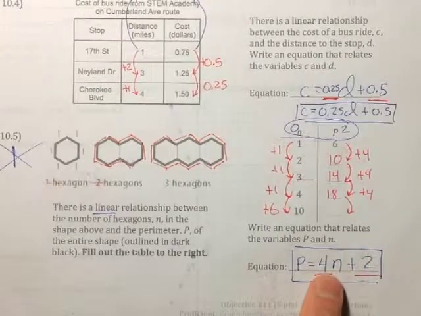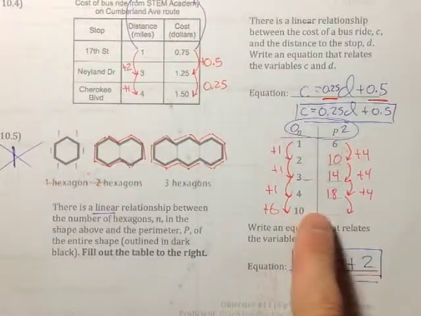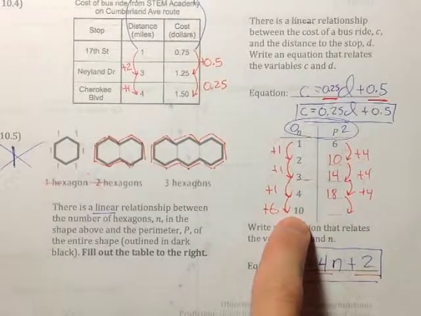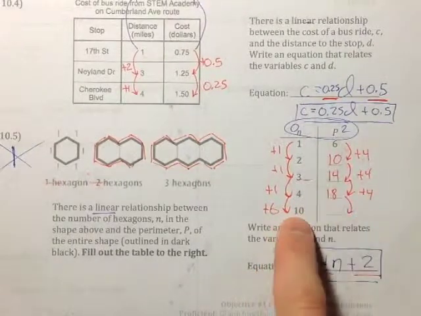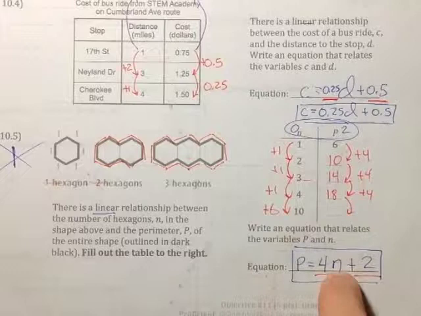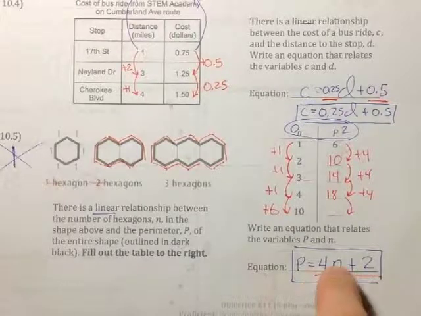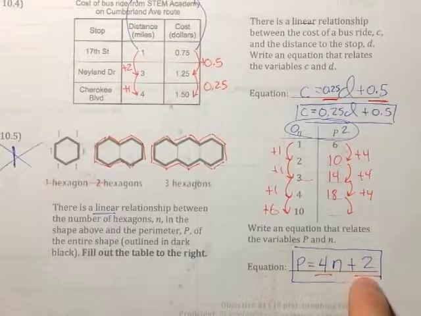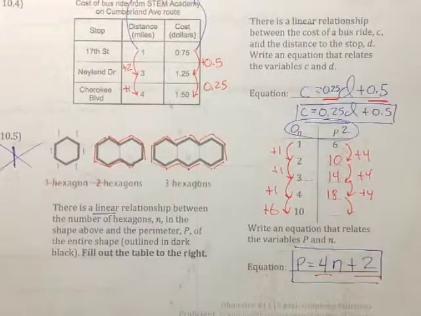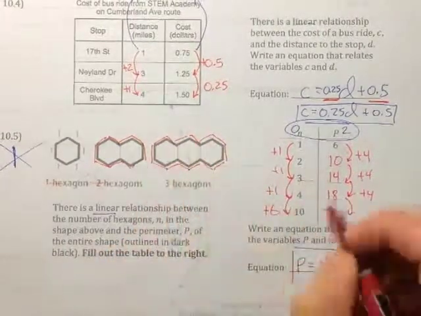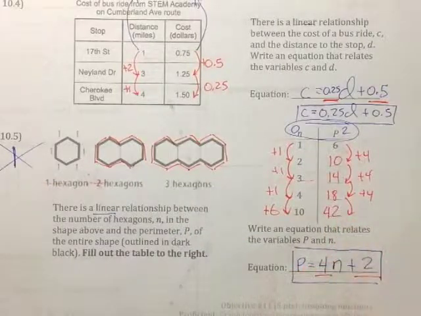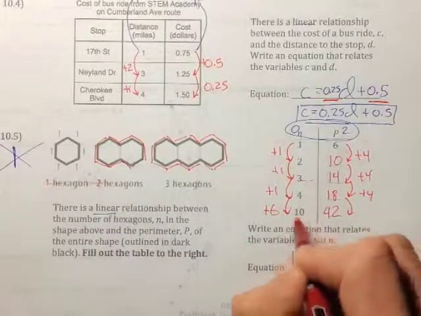Now let's use this equation to figure out what p would be if n is 10. Well, just plug in 10 for n right here. 4 times 10 is 40, plus 2 is 42. Okay, so we can predict that the perimeter of a shape like this would be 42 if the number of hexagons was 10.